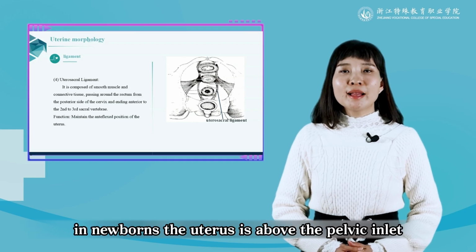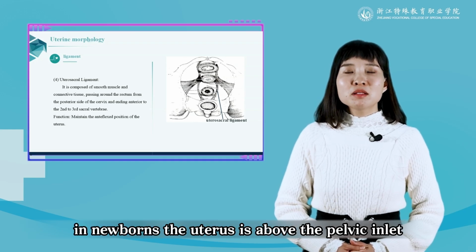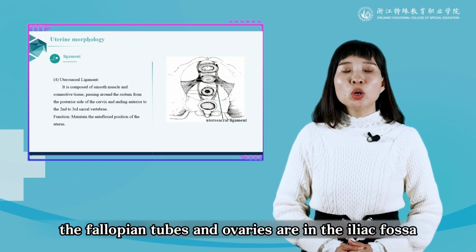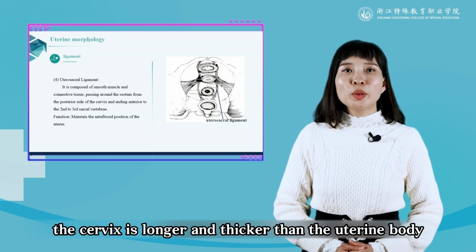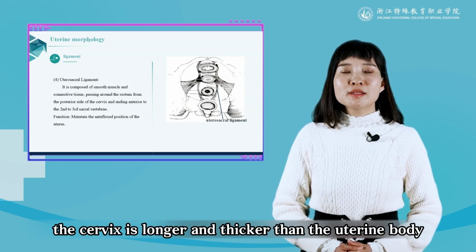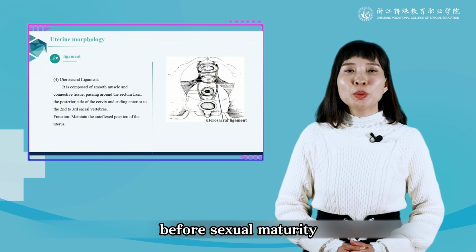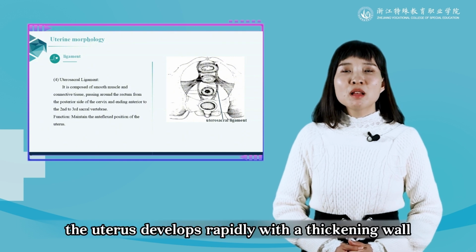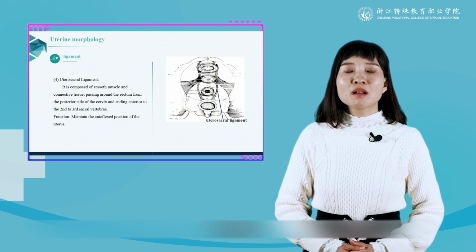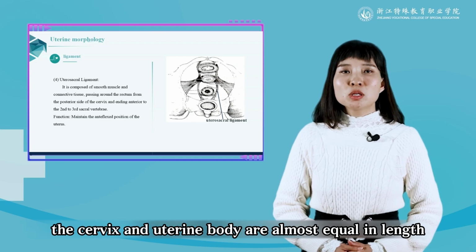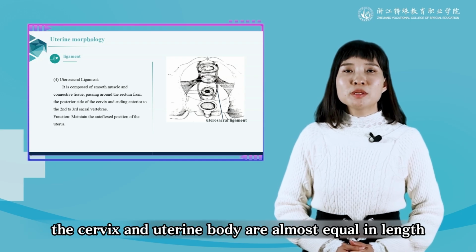In newborns, the uterus is above the pelvic inlet. The fallopian tubes and ovaries are in the iliac fossa. The cervix is longer and thicker than the uterine body. Before sexual maturity, the uterus develops rapidly, with a thickening wall. During sexual maturity, the cervix and uterine body are almost equal in length.